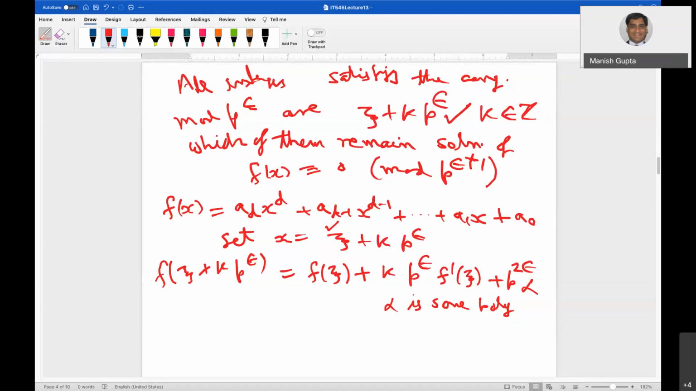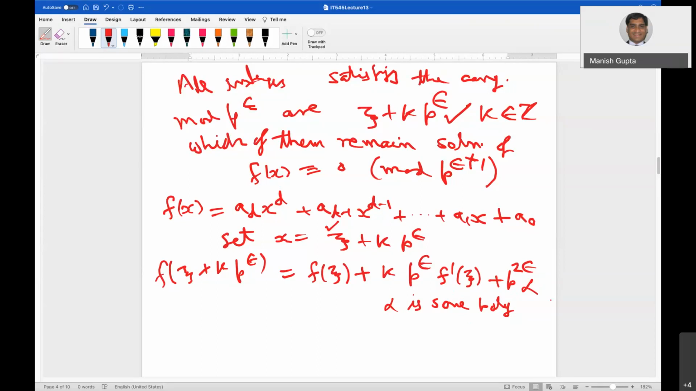And then collected the terms. So f of xi will come because xi is substituted here, so the whole polynomial will come outside, right? And then basically in place of x will be xi plus k times p raised to epsilon raised to power d. So I can expand that portion, right? I can expand similarly power d minus 1 and so on and collect the rest of the things. So the first term that will come is f dash of xi, okay? And then this portion is common, plus p raised to power 2 epsilon plus some polynomial which I don't worry about, okay?